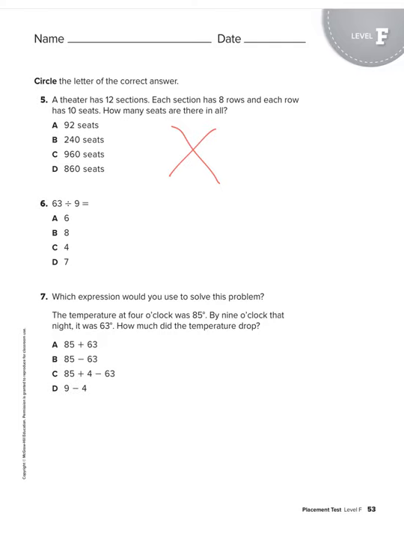Number 6, 63 divided by 9. Think to yourself, what times 9 equals 63? You can use your multiplication chart or a calculator if you are not sure.